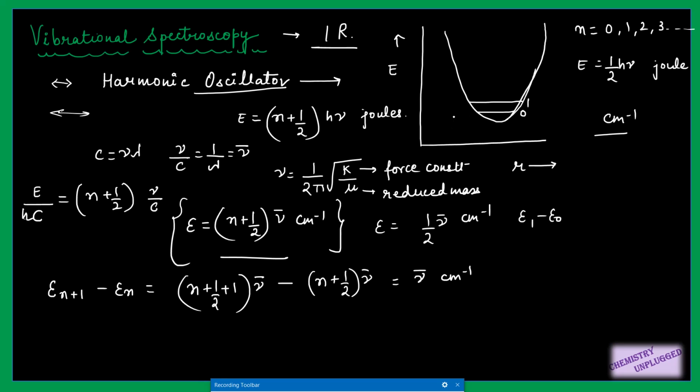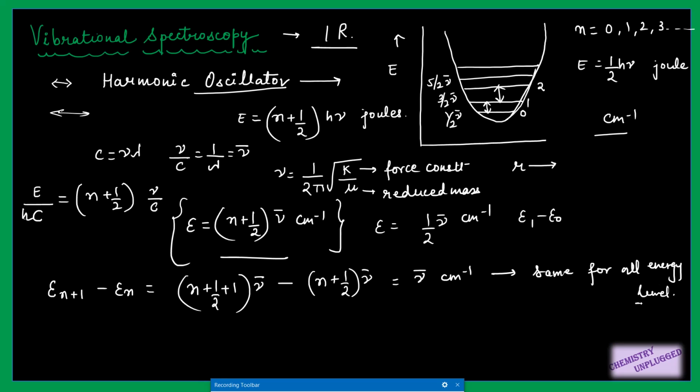So suppose for zero point energy, the energy is 1 by 2 nu bar. For the next level, it will become 3 by 2 nu bar, if I add nu bar to it. Then for the next level, for n equals 2, it will become 5 by 2 nu bar. This means the difference between energy levels is the same for the harmonic oscillator. This energy gap is the same for all energy levels. This point is very important because in rotational spectroscopy we saw that this gap is increasing, right?